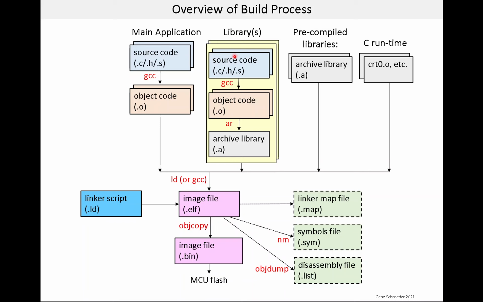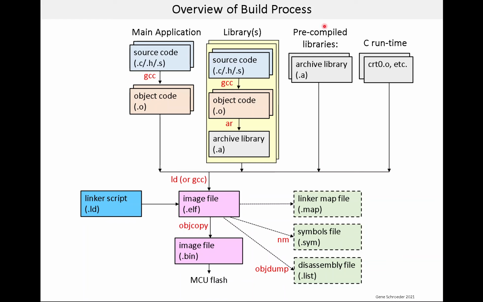As you can see, we compile the library source files like we did before to get a set of object files. Then we use this AR tool to package these object files into an archive library, which is .a. An archive library is just a file format that holds a set of object files. It's a little like a tar file or a zip file, except that it is not compressed.